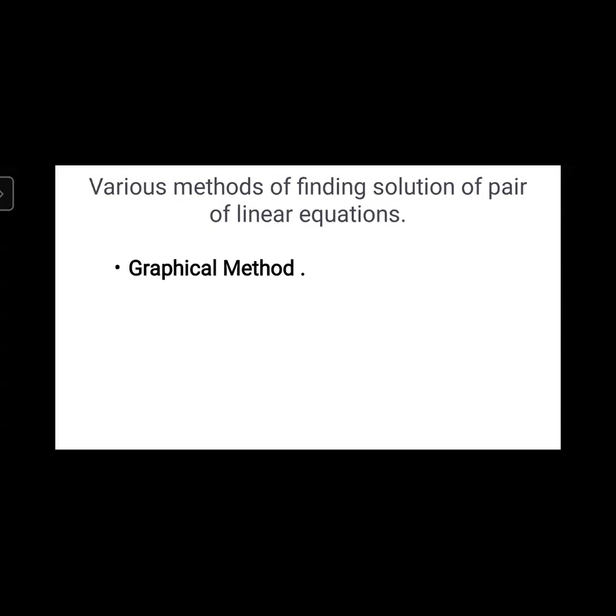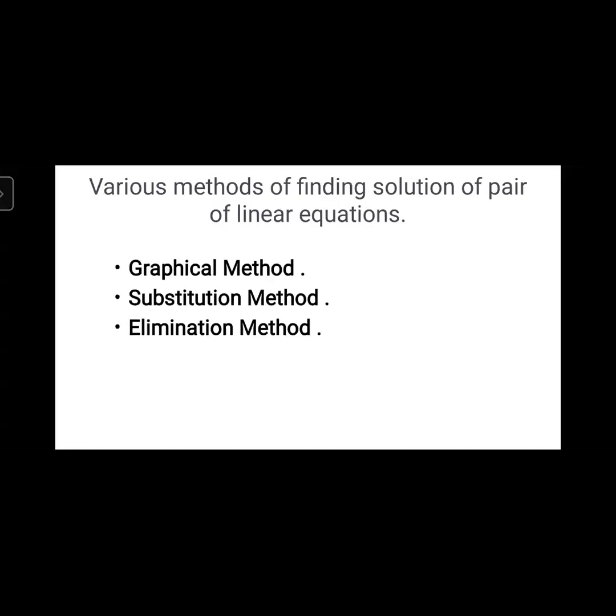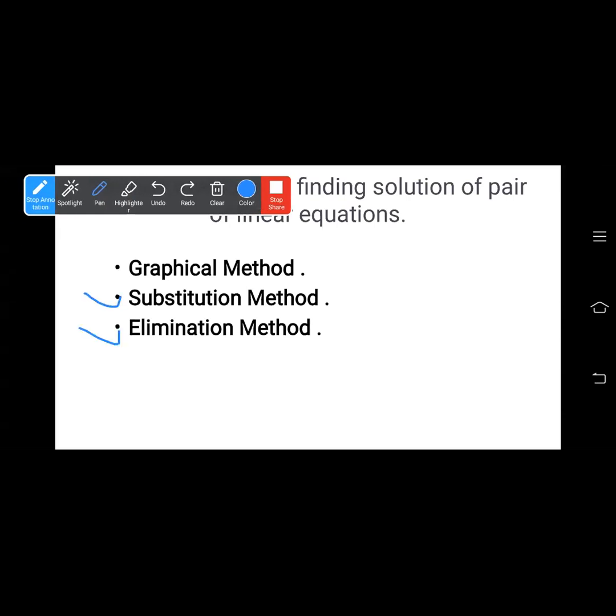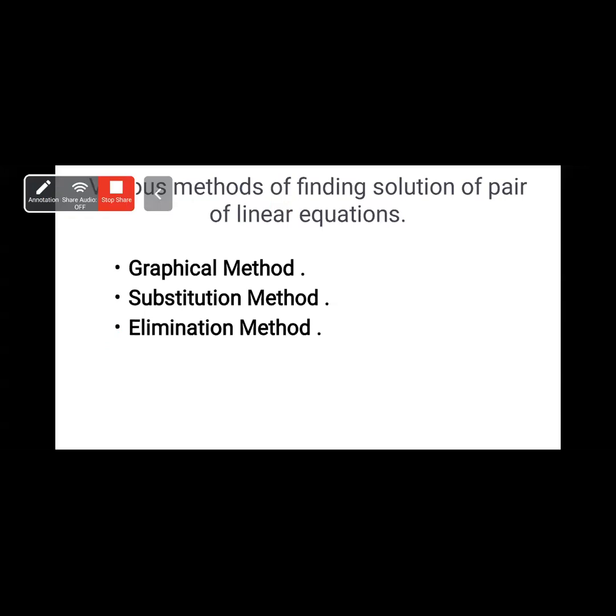Some methods are given: graphical method, substitution method, elimination method, and one more method is there, that is Cramer's rule, which is also called the cross multiplication method. All these methods you will study in 10th standard, but in class 9th you have to study substitution method and elimination method. The substitution method is reduced from your portion, so we will study only the elimination method, which is very important, and to find the solution for word problems also, the same method we have to use.